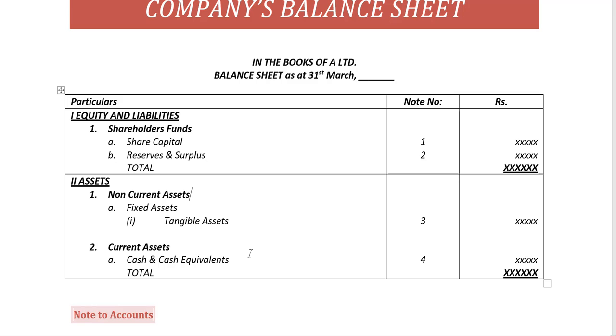And where the share has been issued for cash, we will write it against cash and cash equivalents under current assets. And we will see this in note number 4. And the amount will be written in the amount column. Now, this is the format of the balance sheet. We will see how we will arrive at the amounts against these items: share capital, reserves and surplus, tangible assets, cash and cash equivalents, etc., via the notes to accounts.